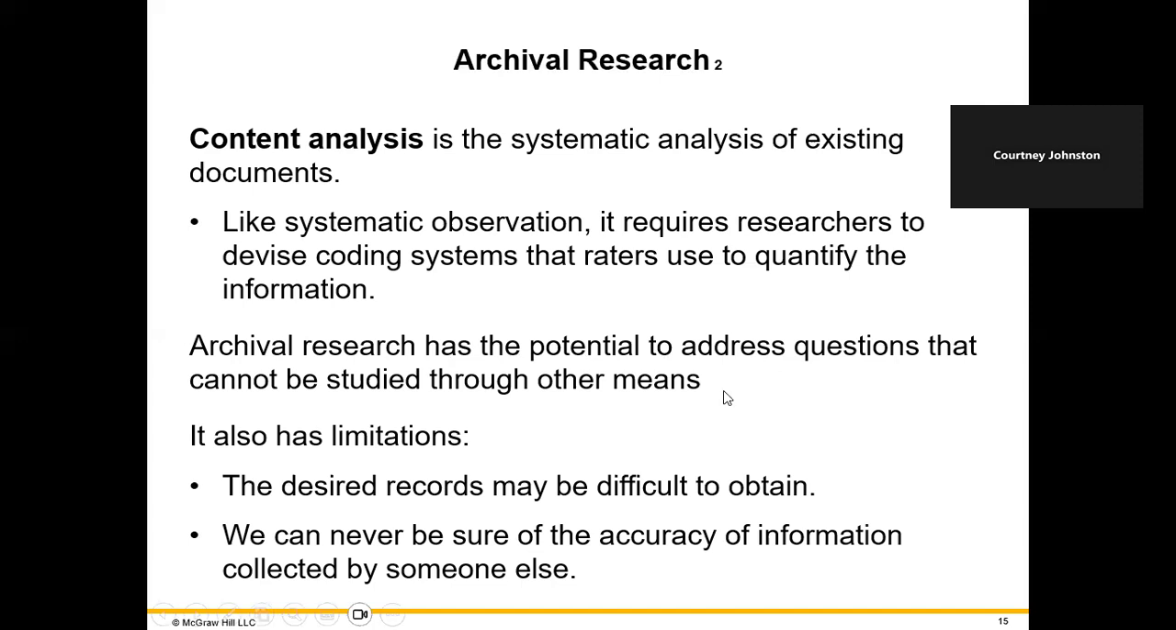And archival research does have the potential to address questions that can't be studied through other means. Again, we want to study terrorists. We might have to do this content analysis of their writings or of their media because they may be difficult to study one-on-one. But it also has limitations. The records might be difficult to get. And we can never be sure of the accuracy of information collected by somebody else. So again, even though there's a terrorist that says this or that on their website, it might not be completely accurate or an accurate representation of them in general.